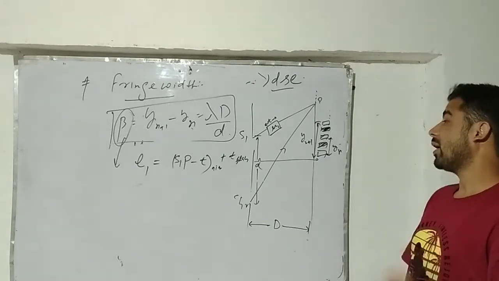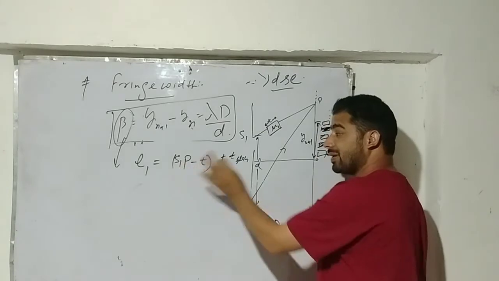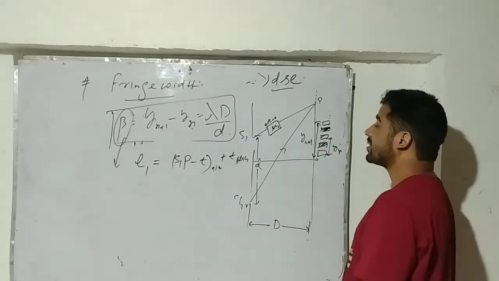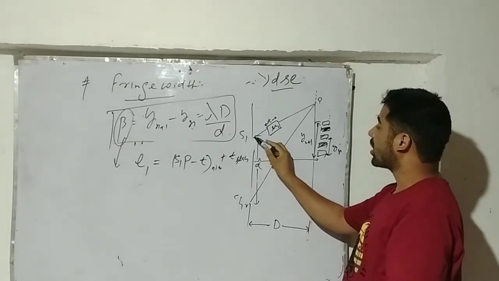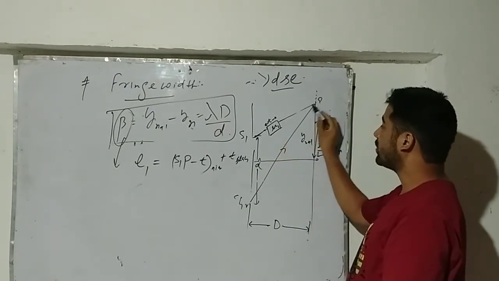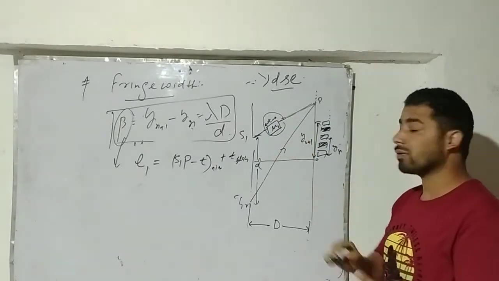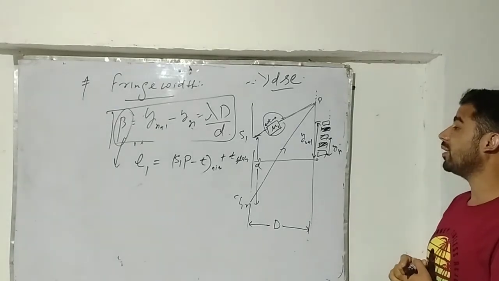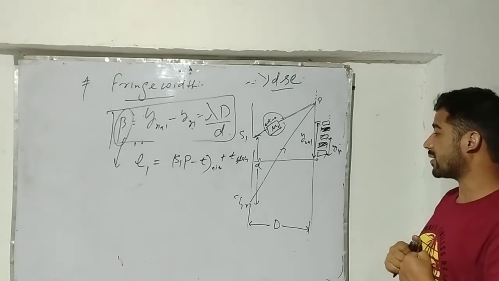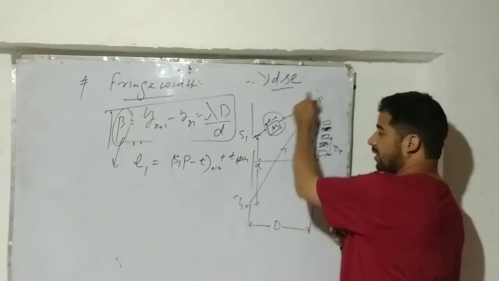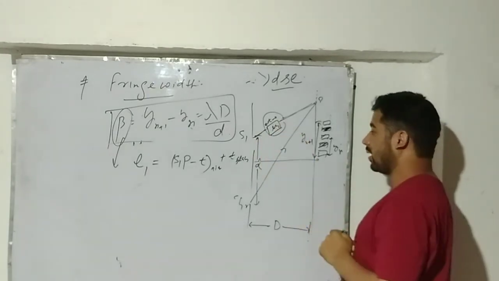Now this seems clearer here: whatever distance is pending, S1P minus T, is a distance the light ray has to travel from here to there, and this much of the distance involves air as a medium. And this much of the distance involves another medium, that's glass. So hope you are getting it. It is a very easy thing to understand. The total distance here is L1, but this involves two mediums: one is air, another is the glass medium.